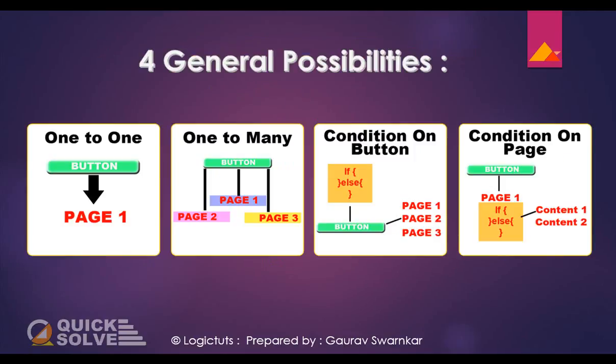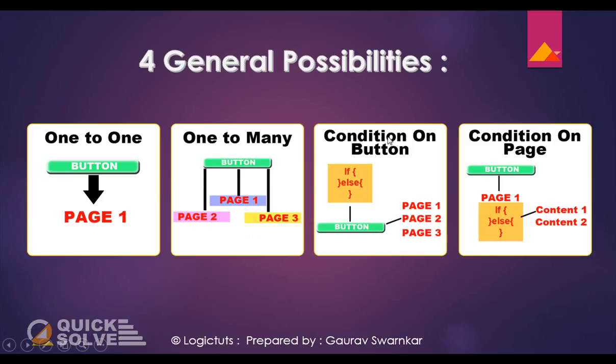There are 4 general possibilities that occur with a button, and that is about the mapping. The first one is the one-to-one mapping, which we just saw: one button links to one page. That means when we click the button, the button opens a new page, page 1. The second one is one to many. When I click the button, it will not open just one page but different pages, as many as you want.